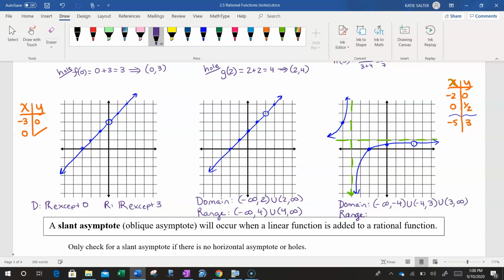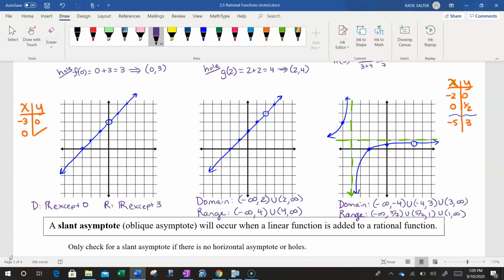Our range is all real numbers except for 5/7 because it had that hole right there, and also our horizontal asymptote at 1. So we're going to say from -infinity to 5/7 in union with 5/7 to 1 in union with 1 to infinity. Now this is one of those areas where sometimes when there's a lot of restrictions in the domain and range, I just sometimes list it out. So if you wrote all real numbers except for -4 and 3, and then all real numbers except for 5/7 and 1, that would be completely fine and I would accept it.